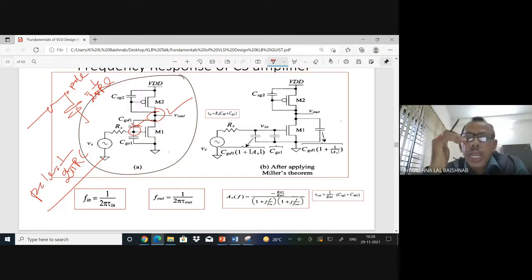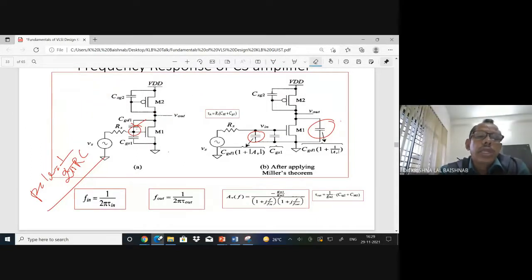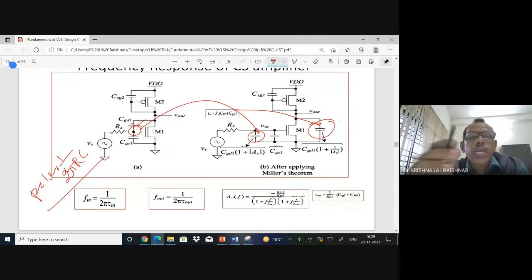What they have done is use the Miller theorem. Miller's theorem is not applicable every time, but there is an approximation, that is a side effect. I will explain. By Miller's theorem, they have reduced this. They have divided CGD into two parts. One part is coming to this side, another part to this side. This C is distributed into this and this. 2C it has made.